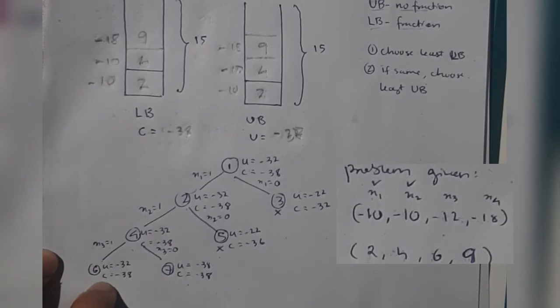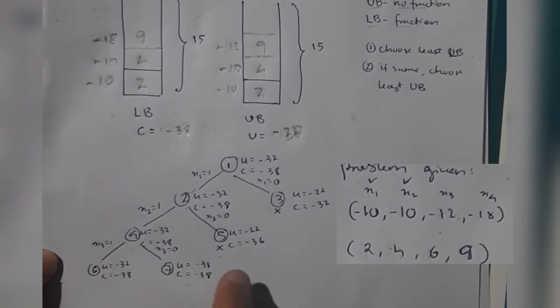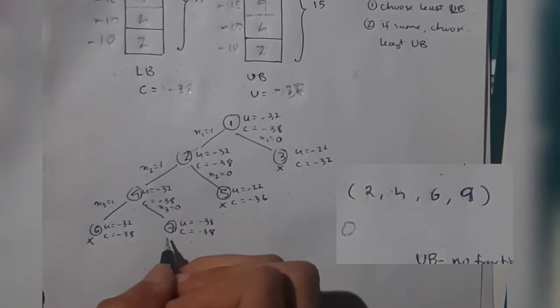See here, the lower bound is minus 38 here, and here also it is minus 38. So we'll be going for the upper bound. Minus 32 is small or minus 38? This one is small, right? So kill this node. Then we'll be expanding the seventh node here.